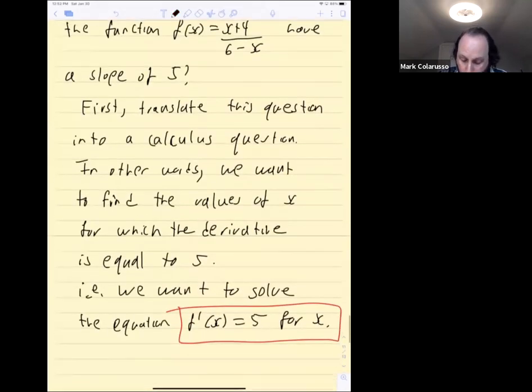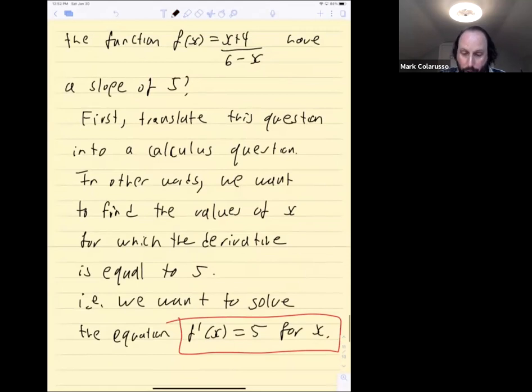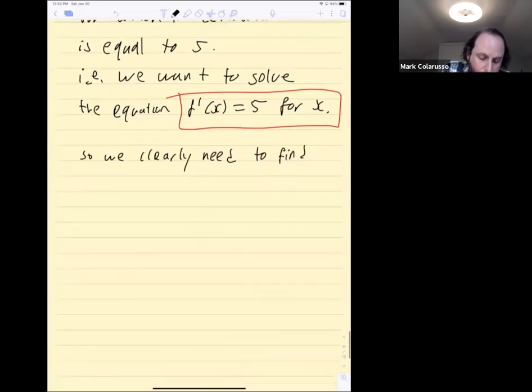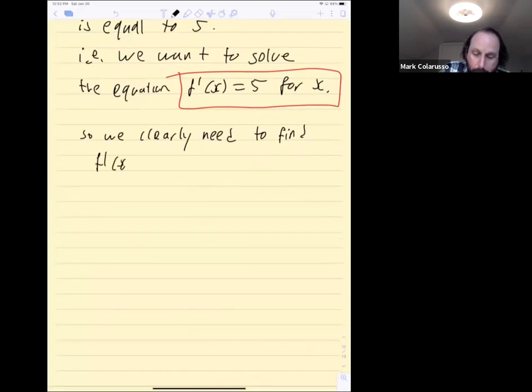So to solve this equation, we clearly at first have to find the derivative of f. And that's where the quotient rule comes in. So clearly we need to find f prime at x. And this is where the quotient rule will come in.